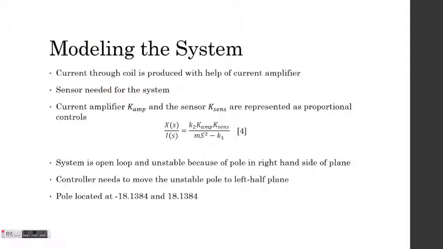The system is currently unstable because of the pole located in the right-hand side of the plane. The controller needs to move the unstable pole to the left side of the plane. The poles are currently located at negative 18.138 and positive 18.138.